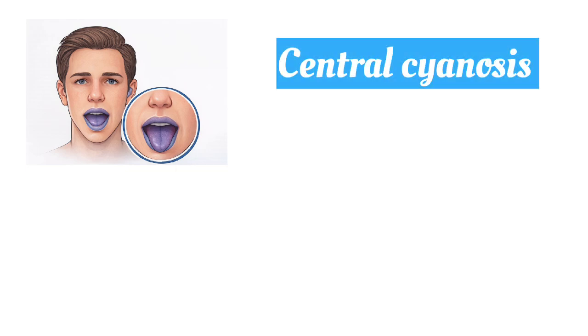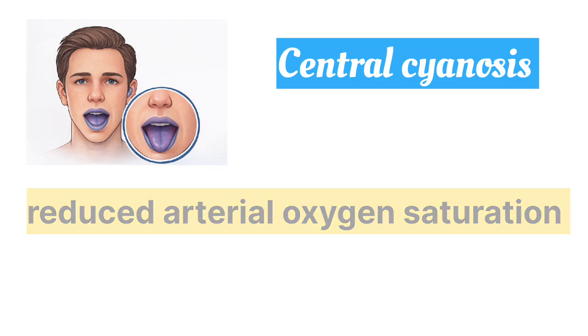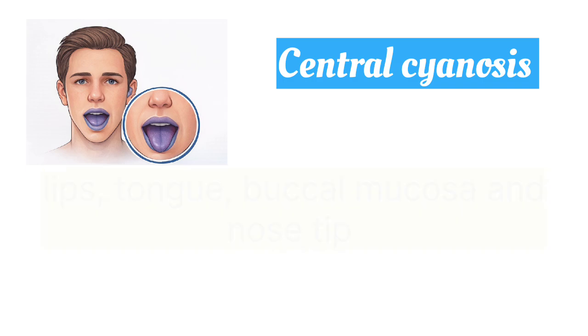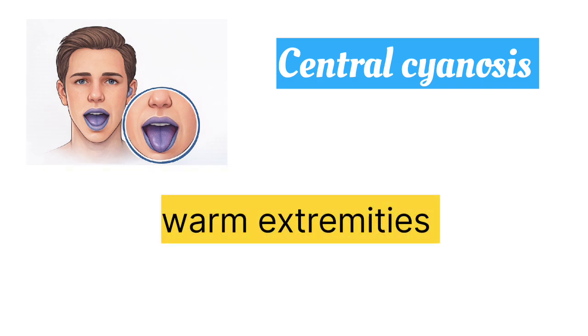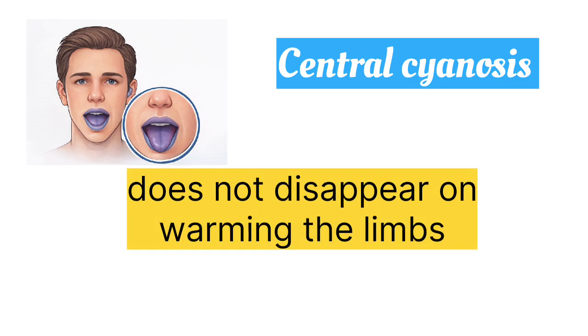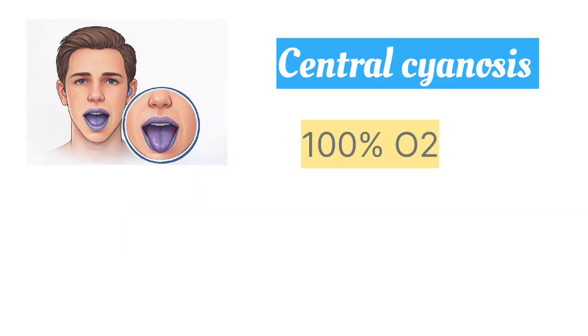Central cyanosis. Central cyanosis occurs due to reduced arterial oxygen saturation. It is seen in the lips, tongue, buccal mucosa, and nose tip. The extremities are usually warm because blood flow is adequate. Cyanosis does not disappear on warming the limbs. However, it improves when the patient is given 100% oxygen.